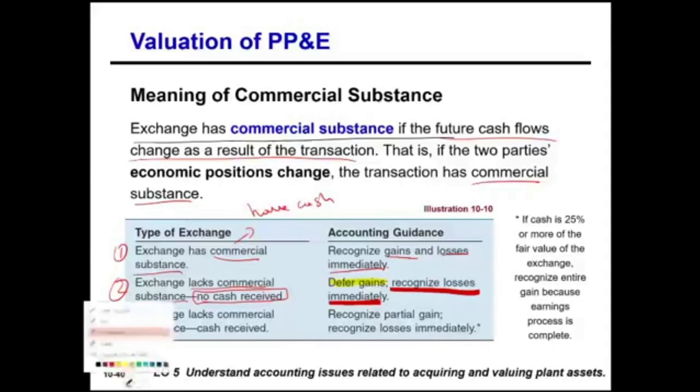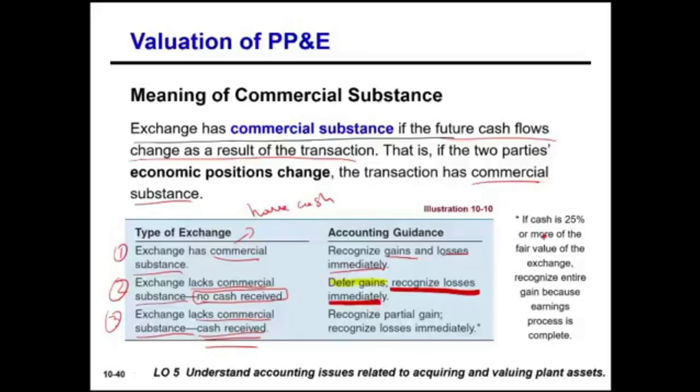What if we have a lack of commercial substance, now cash received? Well, now although they lack commercial substance, the two parties are serious. How do we know that they're serious? This is not shuffling papers just to recognize gains and losses for book purposes, because they exchange cash.